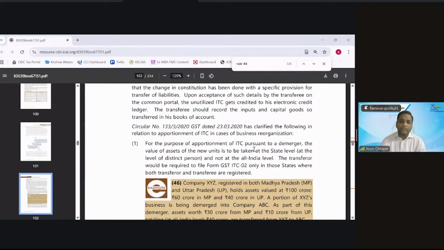For the purpose of apportionment of the ITC pursuant to the demerger, value of the asset of the new unit is to be taken at the state level, at the level of the distinct person and not at all India level. The transferor would be required to file ITC 02 only in those states where both transferor and transferee are registered. Point to be noted, ITC 02 will not be accepted if the transferor and transferee are in the different state, as per circular 133.